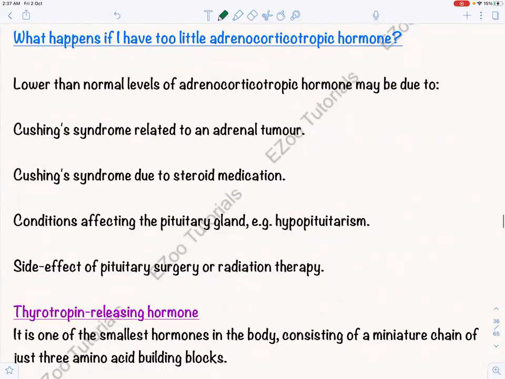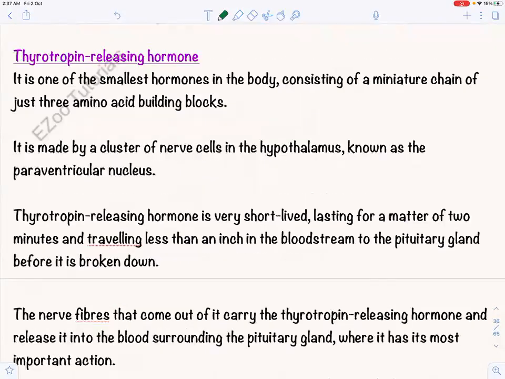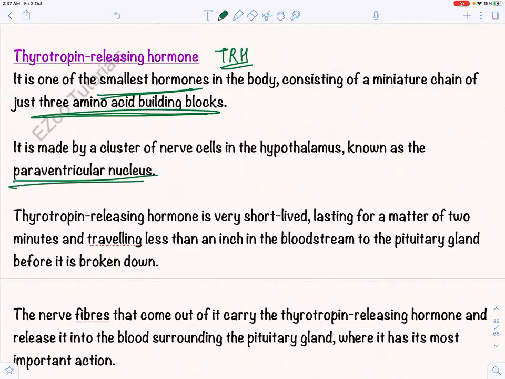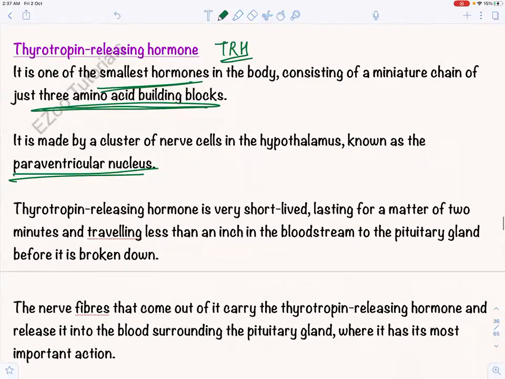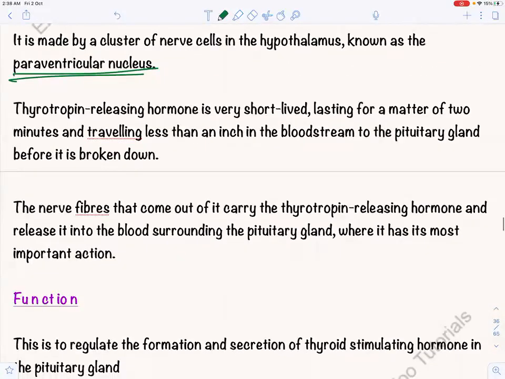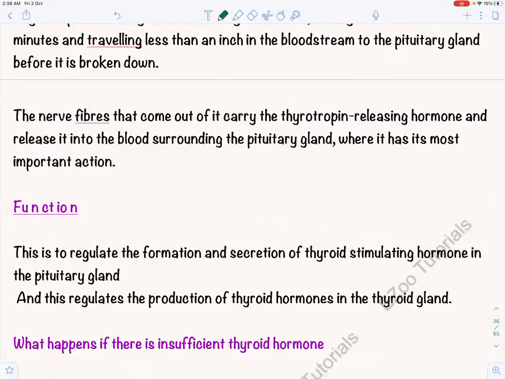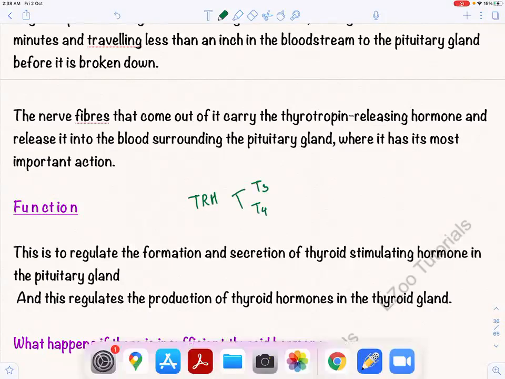Now let us see thyrotropin releasing hormone. It is one of the smallest hormones in the body, made of just 3 amino acid blocks, right? The paraventricular nucleus will secrete it. Now you have to read it. We have already done it. So what does TRH do? It helps TSH, that is T3 and T4 synthesis and secretion.